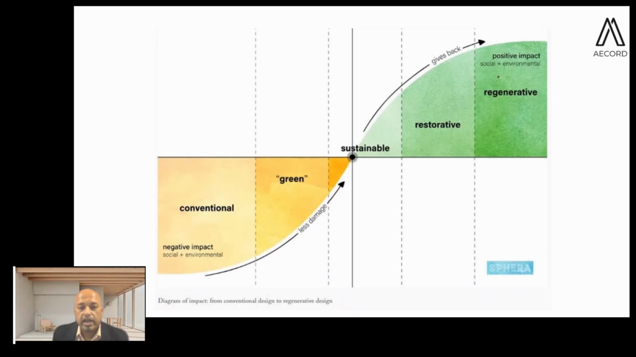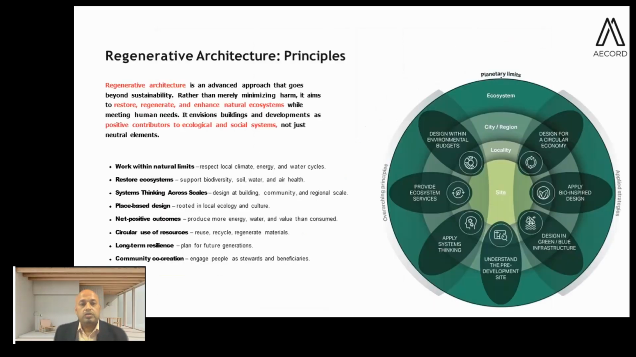And definitely I find that we are bringing back ecology by having native species and adaptive species into our project, rather than thinking we have depleted the ecology. So regenerative architecture principles work around 8 principles, what we say. So basically, regenerative architecture is an advanced approach that goes beyond sustainability.